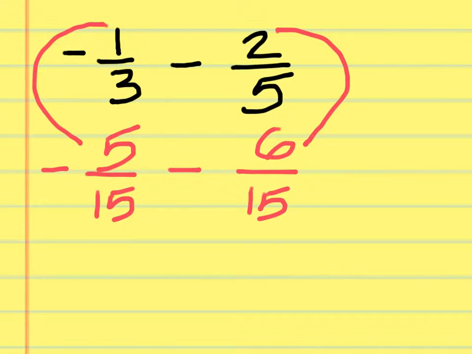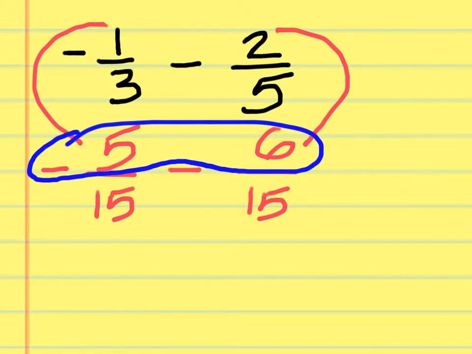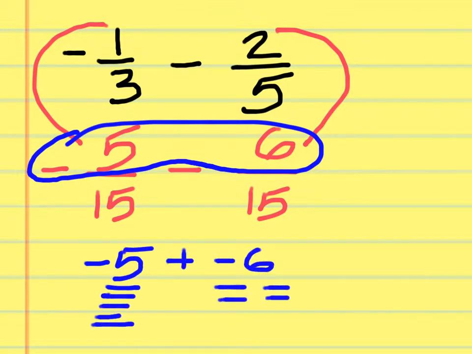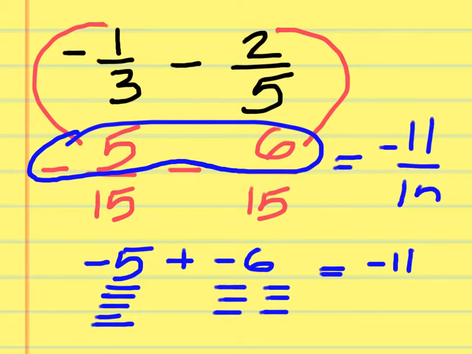What is a negative 5 minus 6? Negative 5 minus 6 is the same thing as negative 5 plus a negative 6. 5 negatives, 6 negatives. How many negatives do I have? So it's a negative 11. Negative 11 over 15 is the answer.